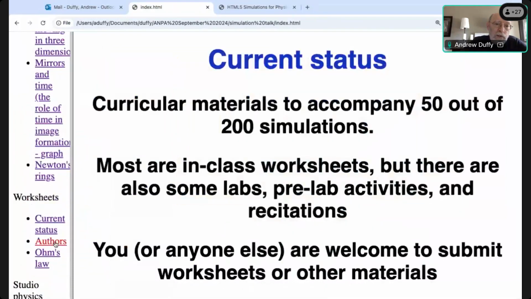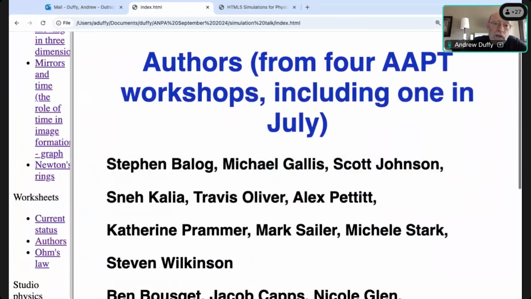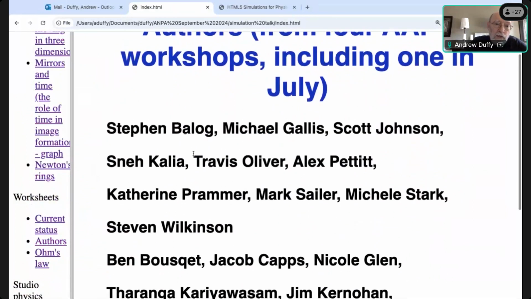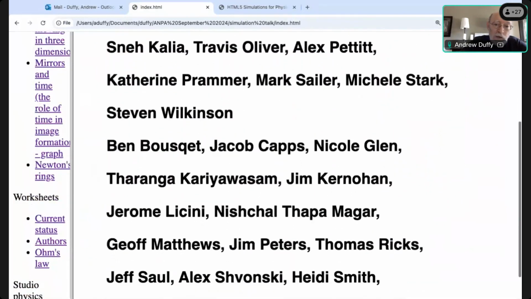Okay, so we have run a worksheet workshop 4 different times at APT. Our first 3 consisted of roughly 10 people who wrote worksheets for us. Then we had one at the most recent meeting in July, which is where I ran into Rudra, and he invited me to give this session.